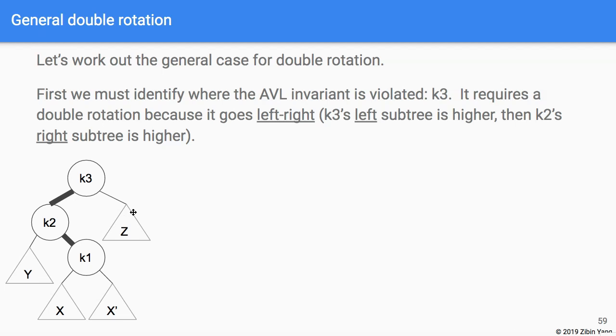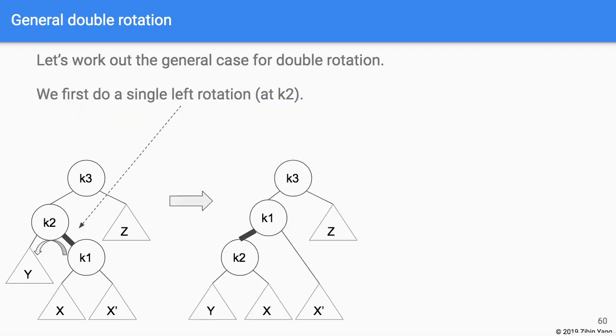Okay, and now also we have to identify which case it is. So in this case, it is left-right because for K3, the left subtree is higher, and then when we go down onto K2, the right subtree is higher. So this is the left-right case, and if you remember, in the left-right case, we cannot do a single rotation. What we have to do is that we'll have to first do a left rotation, and this is just the ordinary left rotation that we just talked about previously.